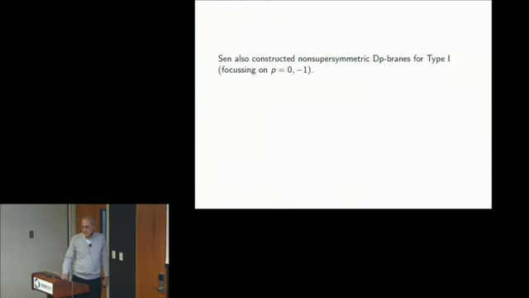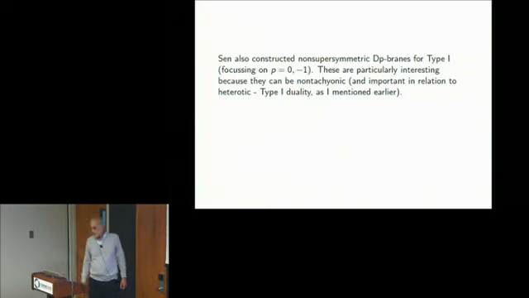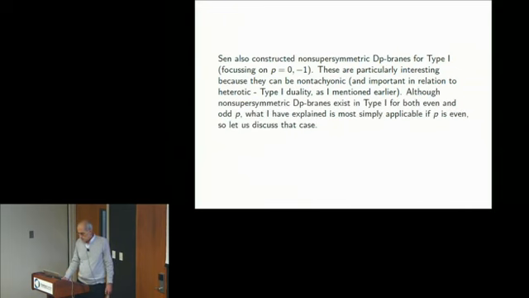Now, Sen also constructed non-supersymmetric Dp branes for type 1, where he focused on the cases where p was 0 and minus 1, and showed that those cases were important in understanding heterotic-type 1 duality. Moreover, these Dp branes are non-tachyonic. Now, non-supersymmetric Dp branes exist in type 1 for both even and odd p.